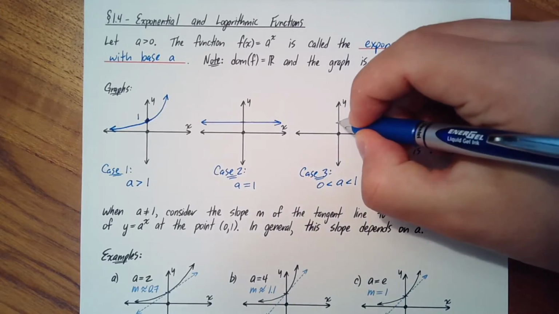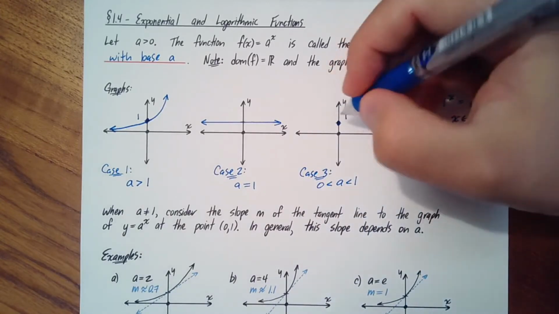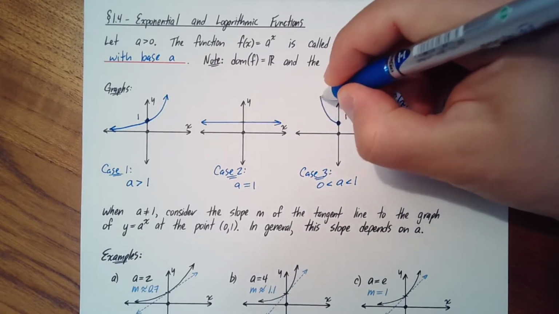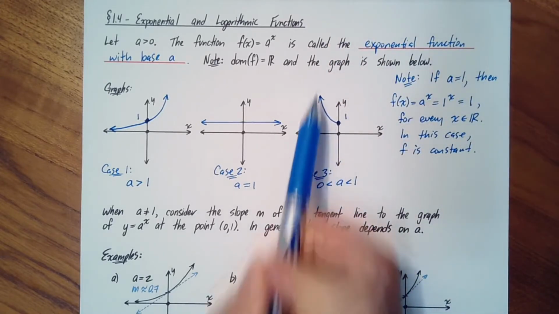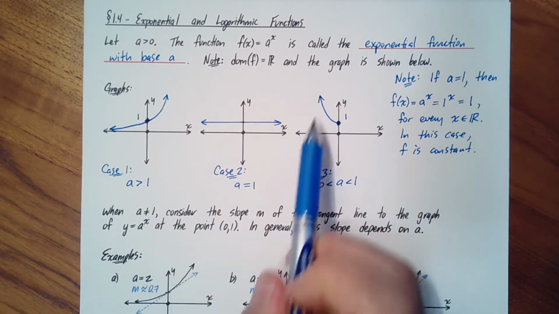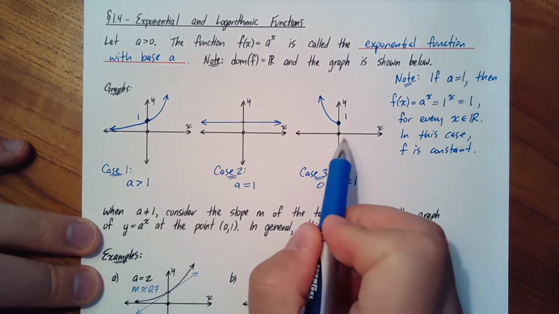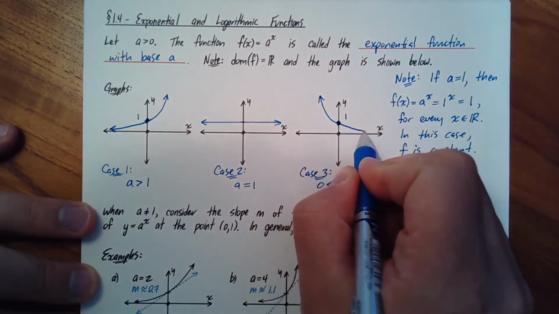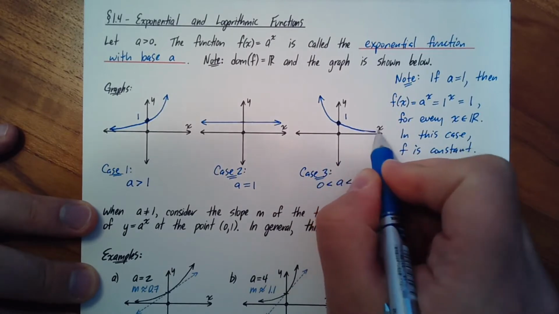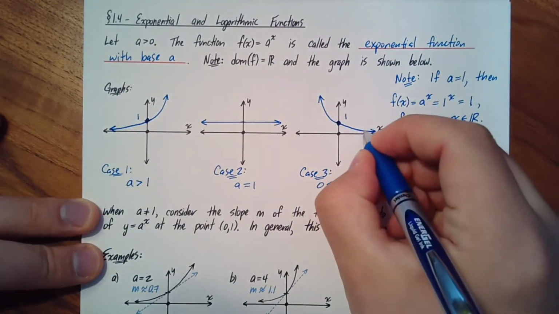It's still going to go through the point 1 on the y-axis, but this time it grows in the other direction. As the values of x move to the left, the y values of the points on the graph go up arbitrarily high. So it grows without bound in the vertical direction. And then as the values of x move to the right, the graph of the function gets arbitrarily close to the x-axis, you really have a horizontal asymptote again, but just in the other direction.